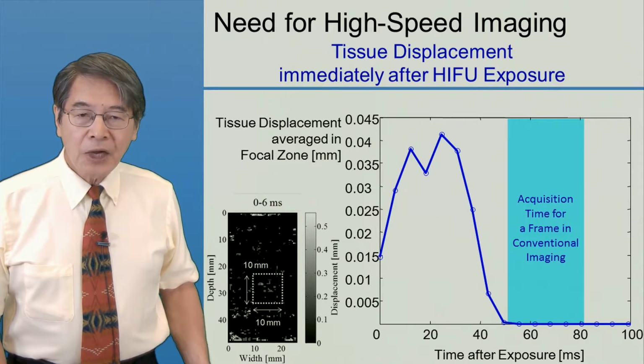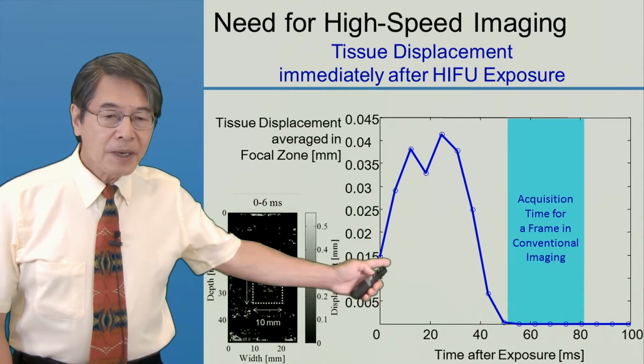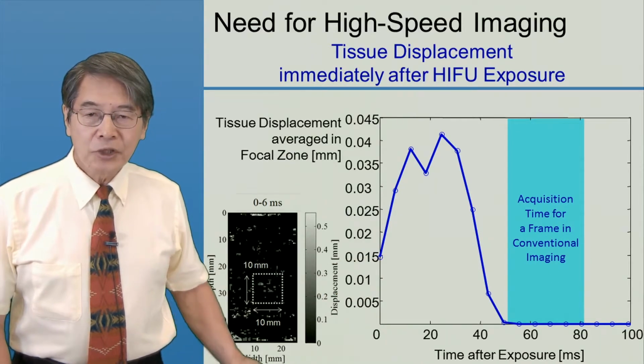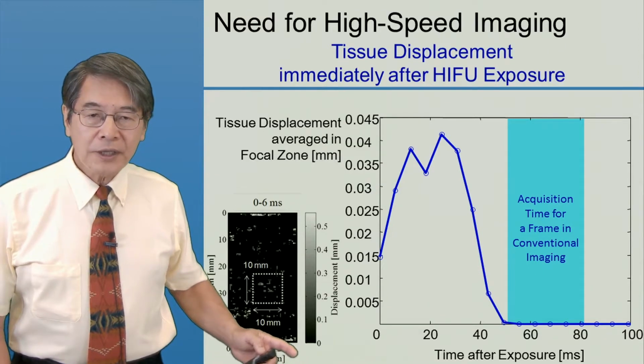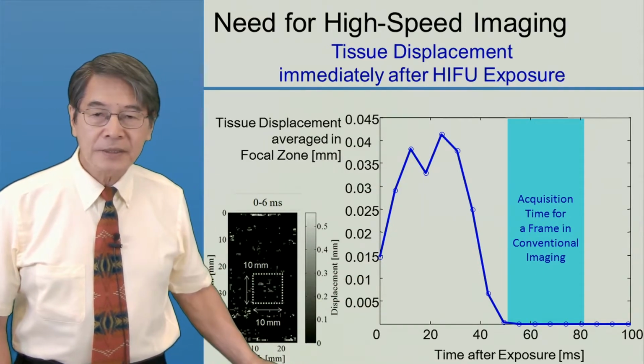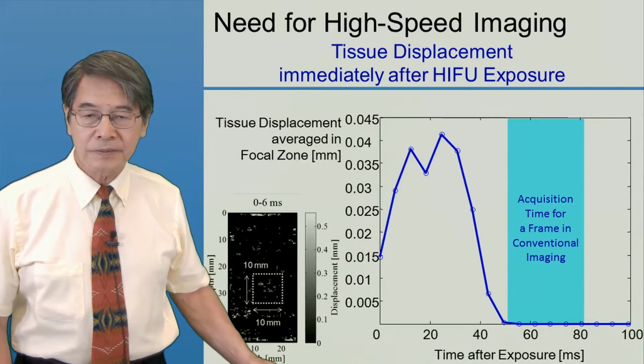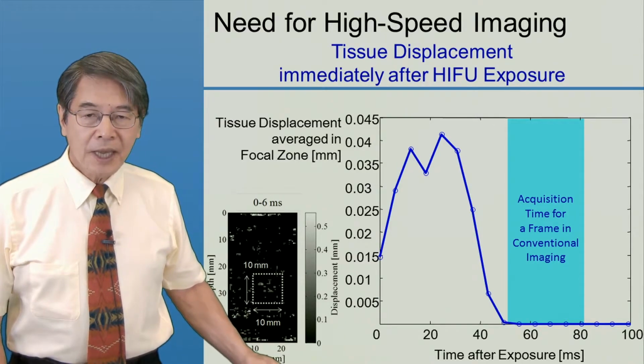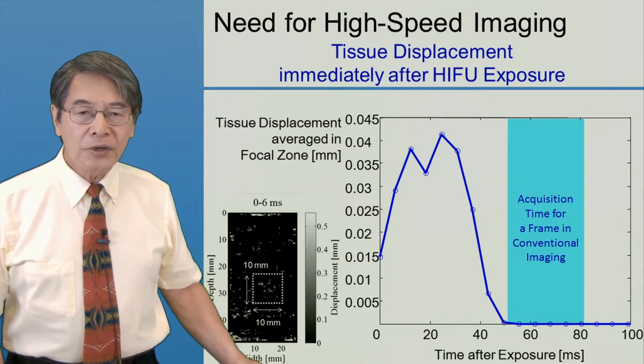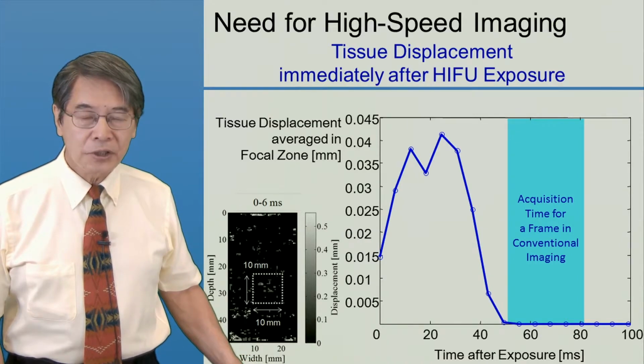Since the acquisition time for a frame in conventional imaging is about 30 milliseconds, you need to wait for not less than 50 milliseconds after the end of HIFU exposure. It requires an intermission in the order of 100 milliseconds during HIFU exposure.